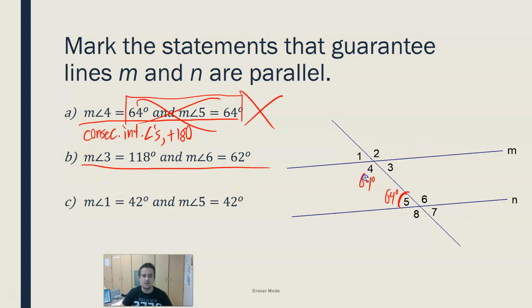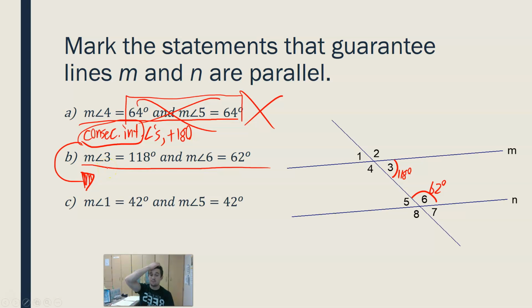Let's take a look at measure of angle 3 and the measure of angle 6. If the measure of angle 3 is 118 degrees and the measure of angle 6 is 62 degrees, is that enough to prove those lines are parallel? Well, those are consecutive interior angles again, meaning they have to add up to 180 degrees if those lines are parallel. Well, 118 plus 62 is indeed 180 degrees. So yeah, that information is enough to tell me that these two lines are parallel.